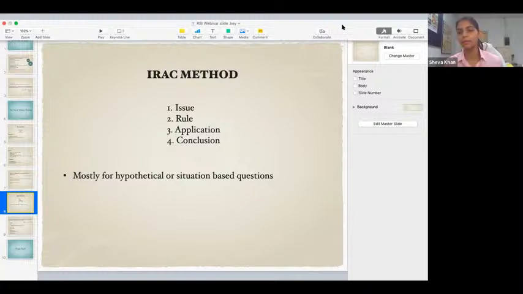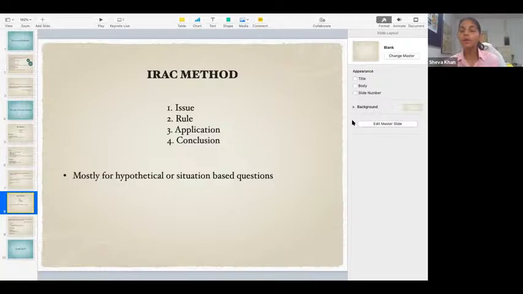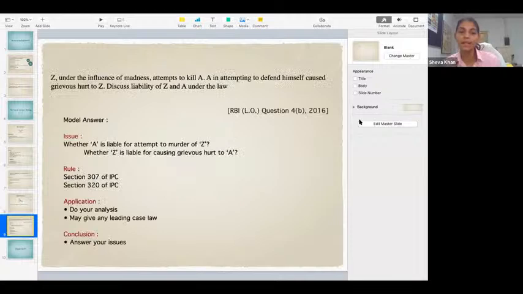सकते हो, बट जब हम लीगल एग्जाम्स की बात करते हैं तो बहुत सारे क्वेश्चंस हाइपोथेटिकल आते हैं, जैसे कि अभी हम एक और भी आगे डिस्कस करेंगे, कि हाइपोथेटिकल क्वेश्चंस में जहाँ पे कुछ भी इतनी ज्यादा क्लैरिटी नहीं होती है, वहां पे दिस कम्स एज अ सेवियर. तो IRAC मेथड में आप सबसे पहले इशू डिसाइड करोगे कि क्या पूछ रहा है, उसमें आपको किसके बारे में सोचना है. Then rule, application, conclusion. So please keep in mind, this is mostly for hypothetical or situation-based questions. Now we have another example to this in the next slide.